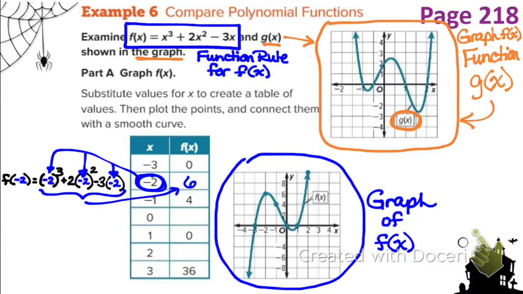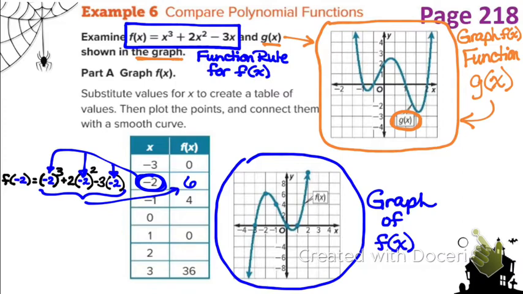I want you guys to repeat this process for 0 and for 2. We got 6. Did you use parentheses every time you put an x in? Because if you didn't use parentheses, you're going to get a wrong answer. So it should be parentheses -2, close the parentheses, cubed. Oh, I did. Yep, it's -2, because we're right here on the x.